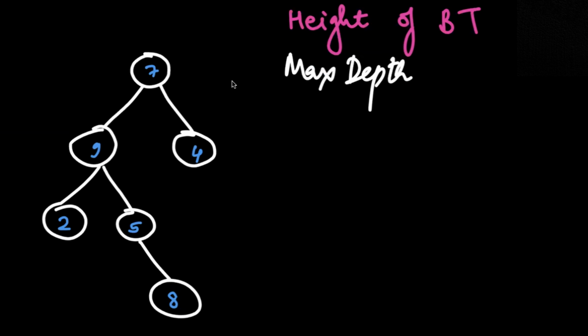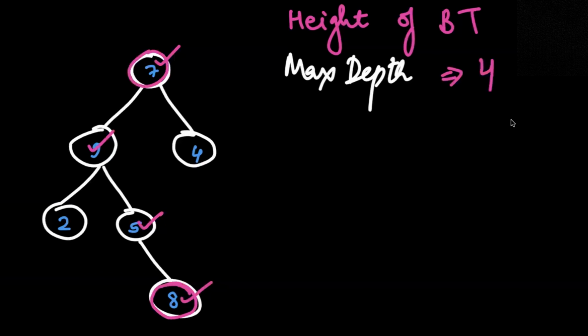By definition, if we start from the root, if we start from this node and we go to the deepest node of this tree, the deepest node of this tree, by the looks of it, is 8. So if we start from the root node and go to the deepest node of the tree, how many nodes are there on the way is the height of the binary tree. So how many nodes are there? 7, 9, 5, 8. So a total of 4 nodes are there if we start from the root and go to the deepest node of the binary tree. So that is the height of the binary tree.